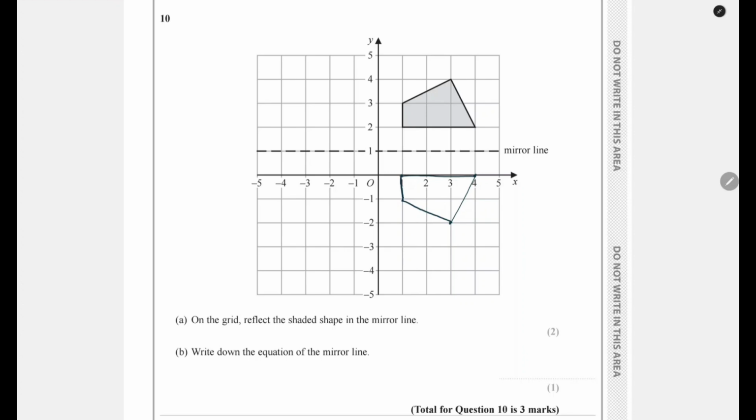Part B says, write down the equation of the mirror line. Well, the mirror line is where y is equal to 1. And so the equation is y is equal to 1.